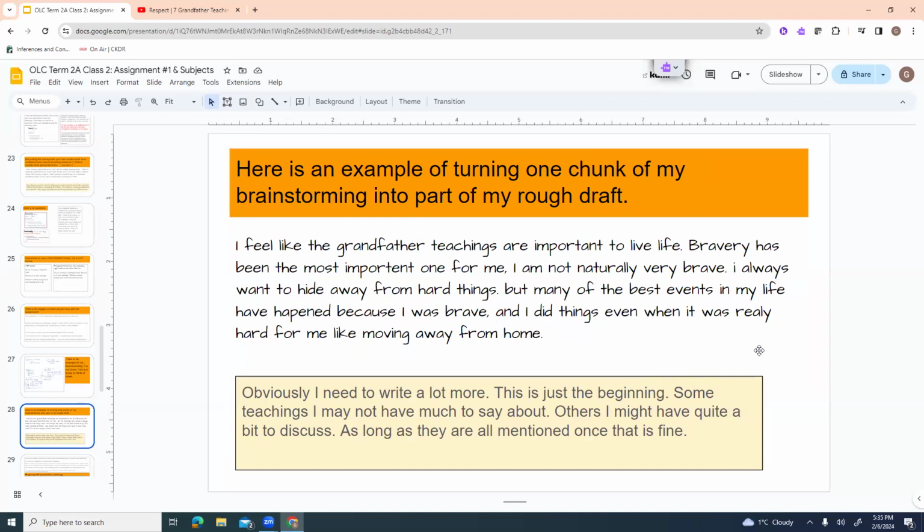So here's an example of me turning one chunk of my brainstorming into just one small part. This isn't the whole thing, but just one part of my rough draft. I feel like the grandfather teachings are important to live life. Bravery has always been the most important one for me. I am not naturally very brave. I always want to hide away from hard things. But many of the best events in my life have happened because I was brave. And I did things even when it was really hard for me, like moving away from home.